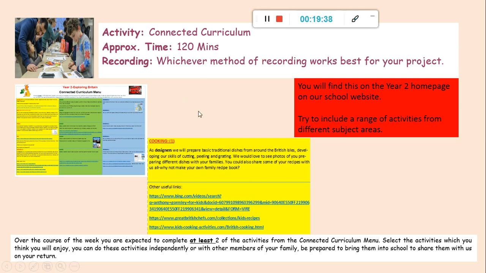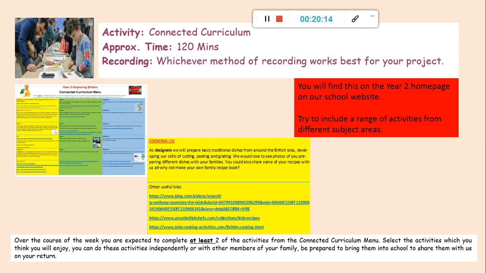Again, connected curriculum, remember it's at least 2 activities from this in a week. I've just picked out one today that I've not seen much of. Actually, I have seen quite a few of you making cakes, but it's quite a nice one. So as designers, we will prepare basic traditional dishes from around the British Isles, developing our skills of cutting, peeling and grating. We'd love to see photos of you preparing different dishes with your family. You could also share some of your recipes with us all. Why not make your own family recipe book?